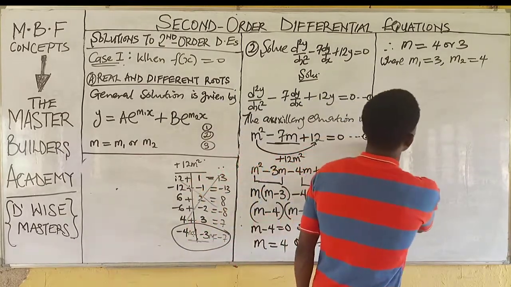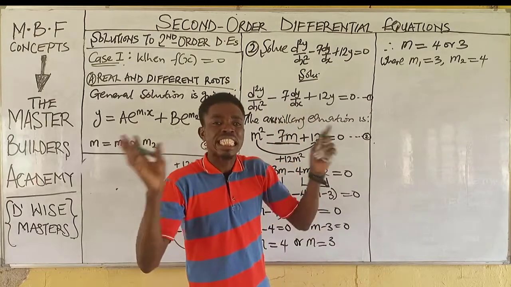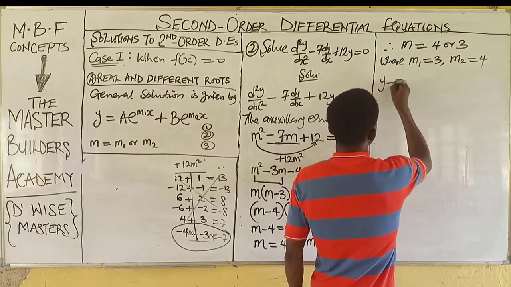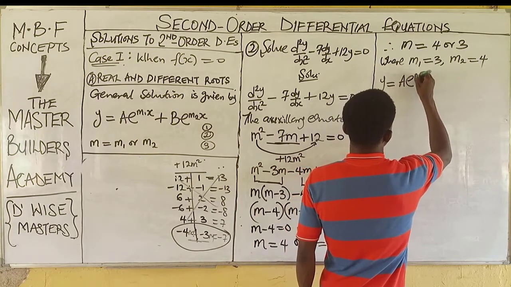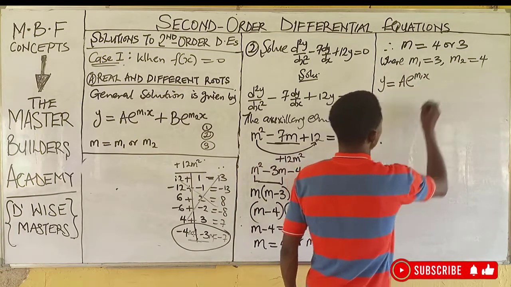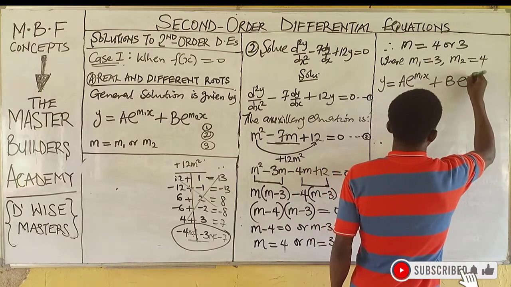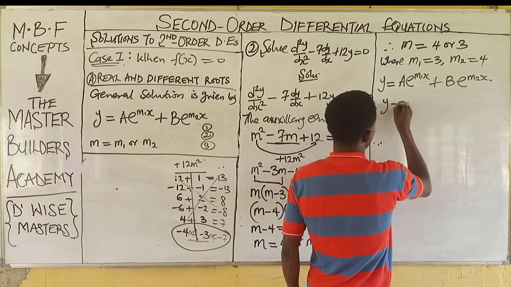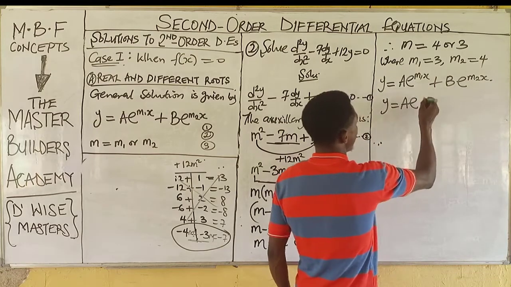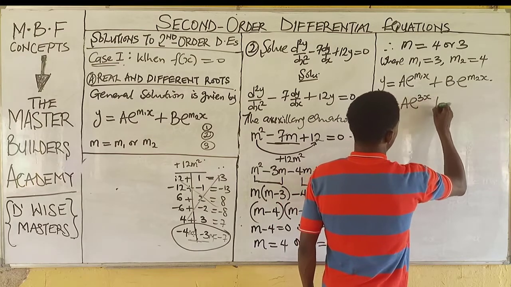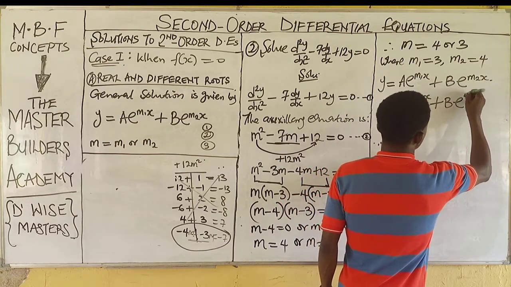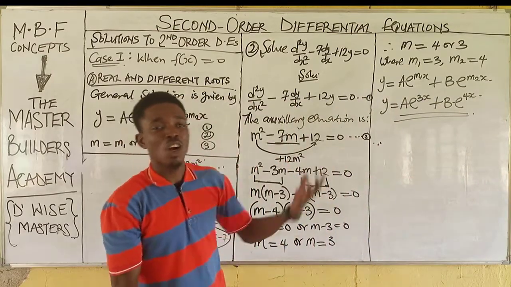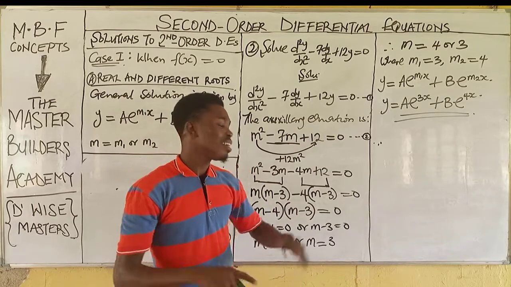So now, for real and different roots, the general solution to the second order differential equation is given by y is equal to a exponent m1 of x plus b exponent m2 of x. Now, what is m1? m1 is 3, and m2 is 4. This is the solution to this second order differential equation.